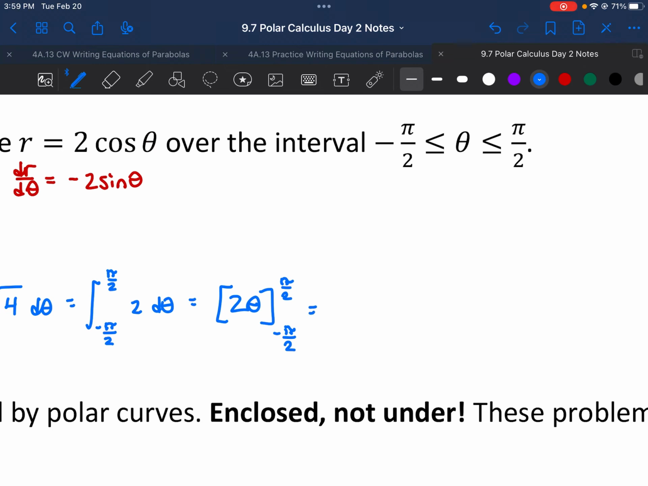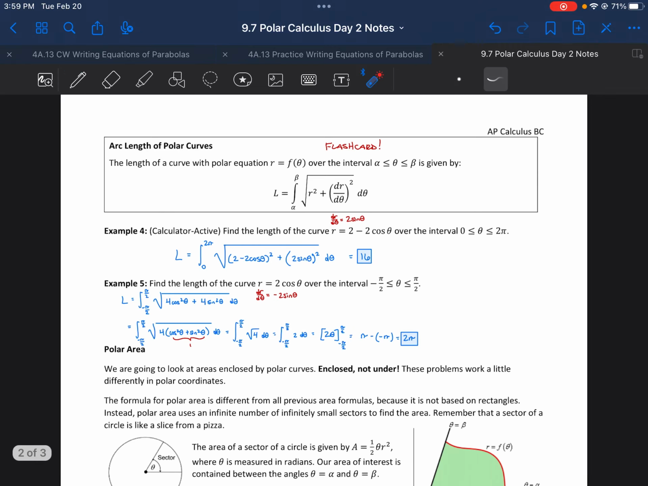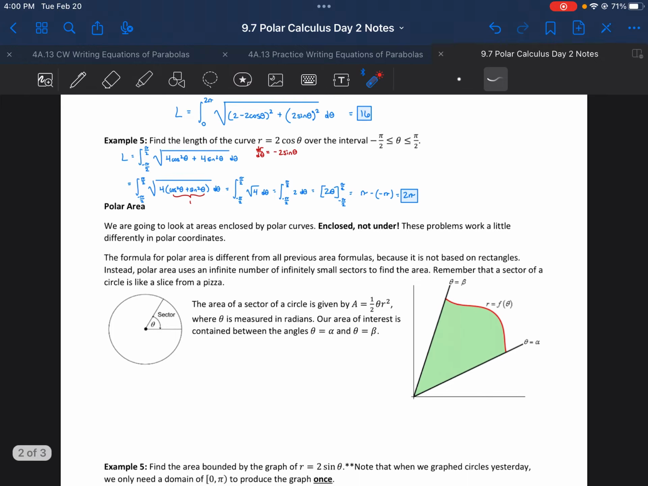So evaluating at the upper bound first, 2 times pi over 2, that's just pi, minus evaluating at the lower bound, 2 times negative pi over 2, that's just negative pi, and then pi minus negative pi equals 2 pi. Very nice. All right, so you'll see some questions like that probably where we do arc length of polar curves.